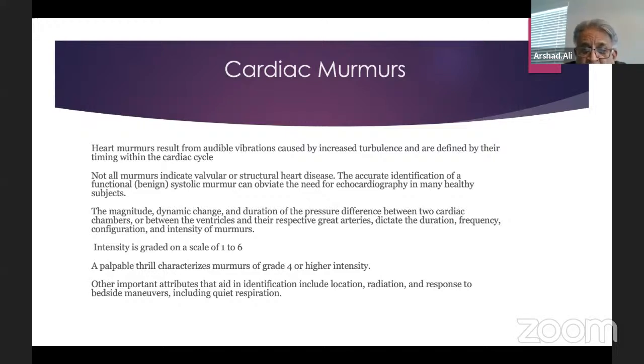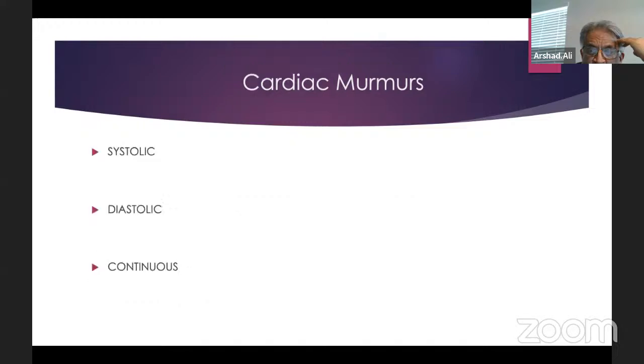The other very important thing when you're auscultating a murmur, apart from location, is radiation and response to certain maneuvers like dynamic auscultation, and we'll talk about that in a minute. Timing of the cardiac murmurs, as I stated: systolic occurs in systole, diastolic occurs in diastole, and continuous goes from systole to diastole.